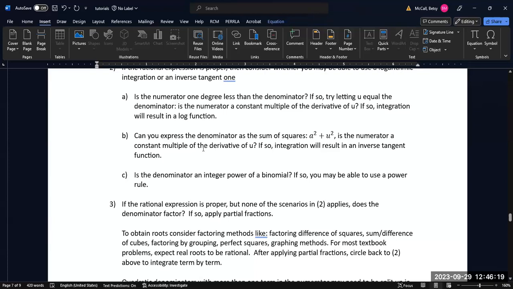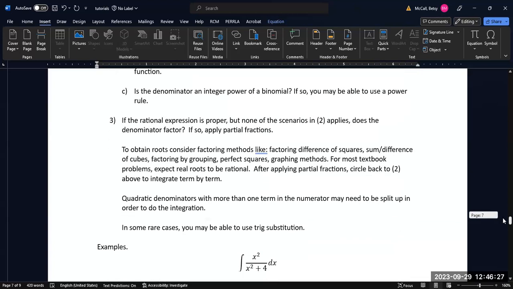Now, if it's not a log problem, and it's not an inverse tangent function, and it's not going to be amenable to a power rule, then probably you want to start thinking about techniques that are specifically for rational functions, like partial fractions. Now, in order to apply partial fractions, you are going to need to be able to factor the denominator. Now, if your denominator is already in factored form, that's probably a good hint that you can jump to this point. If it's not already factored, then you're going to have to try to factor it.